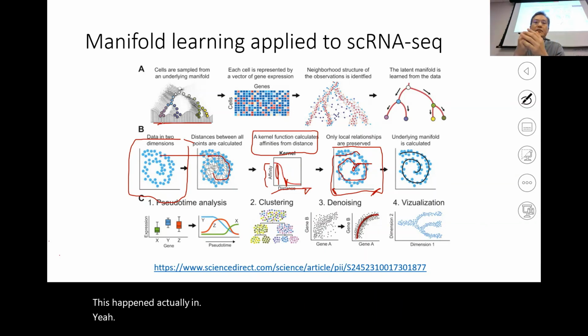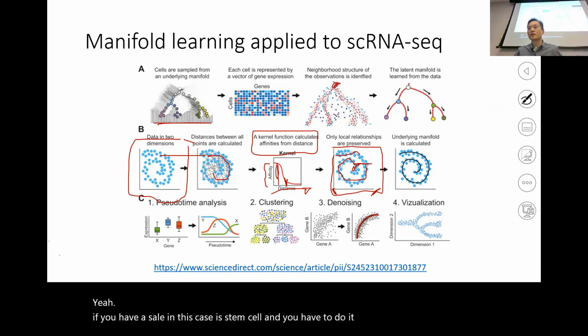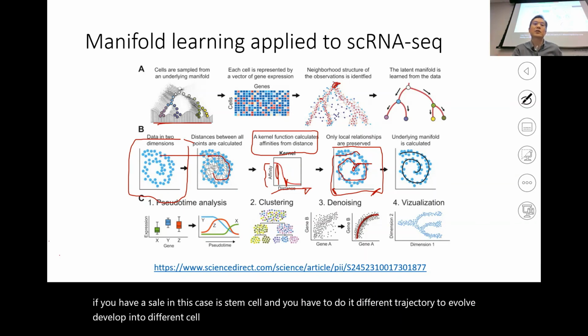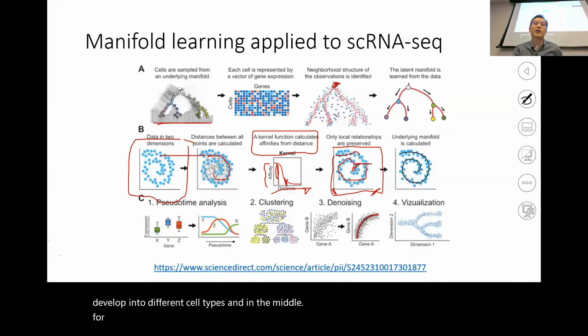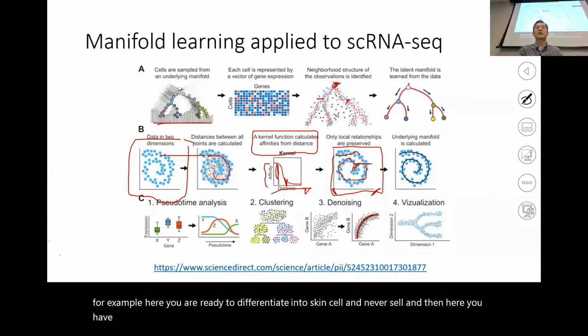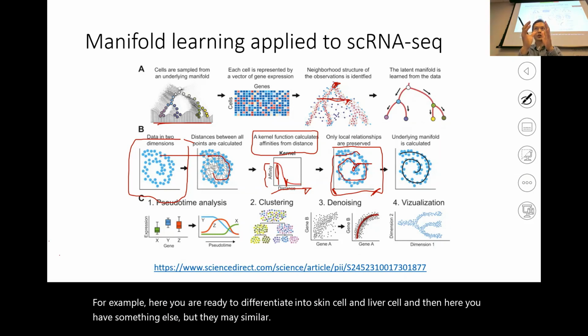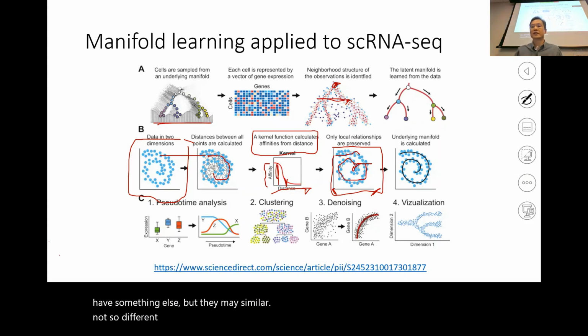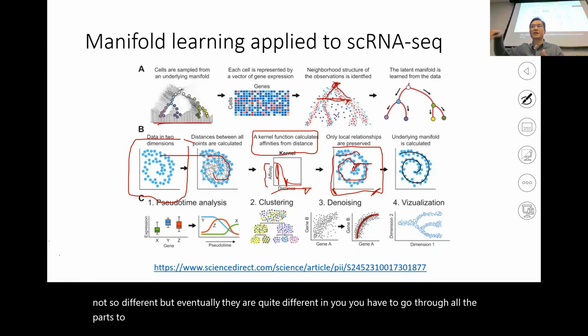Okay, if you have a cell, in this case a stem cell, and you have different trajectories to develop into different cell types. In the middle, for example here, you are ready to differentiate into skin cell and liver cell. And then here you have something else, but they may be similar, or not so different, but eventually they are quite different. You have to go through all the paths to the origin and then come back.